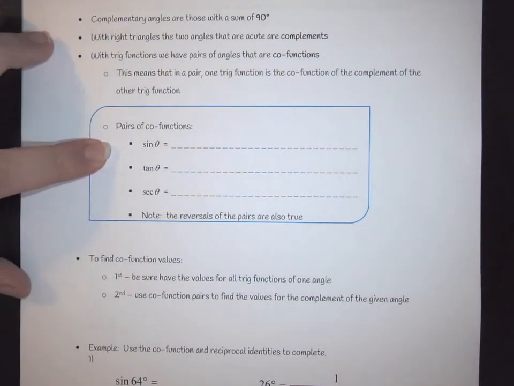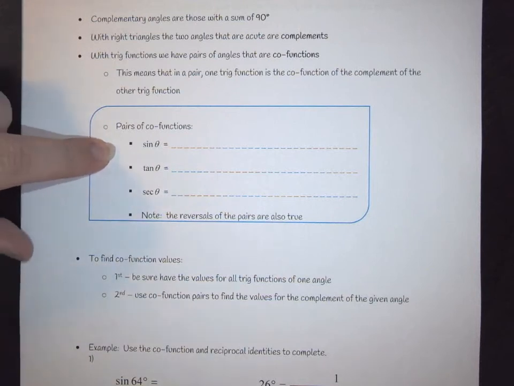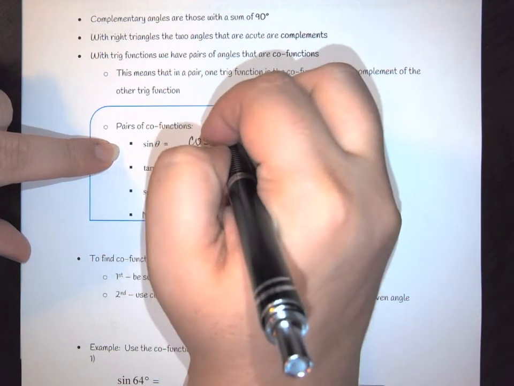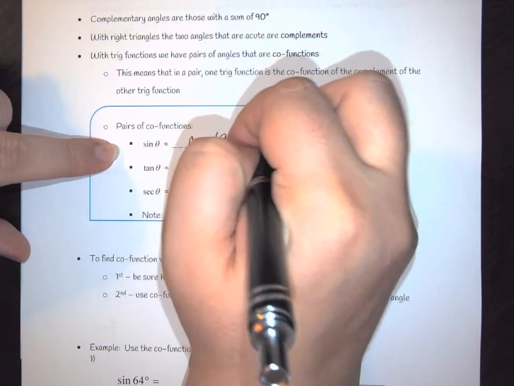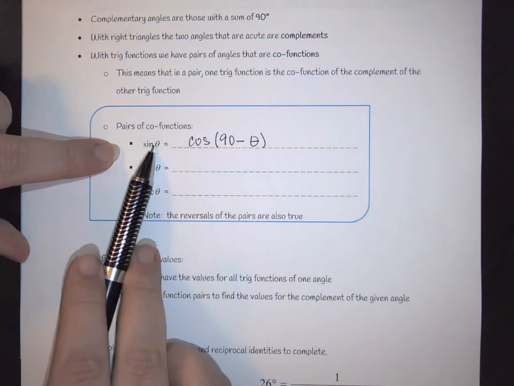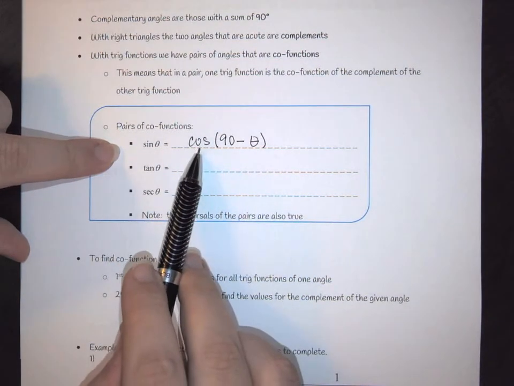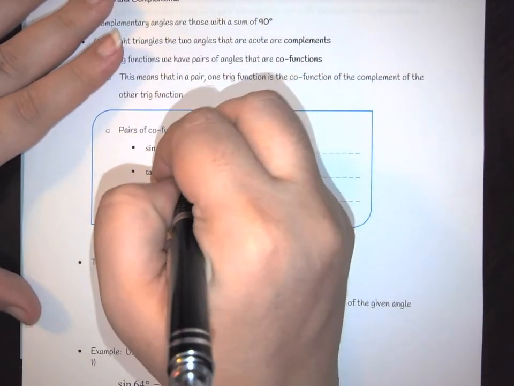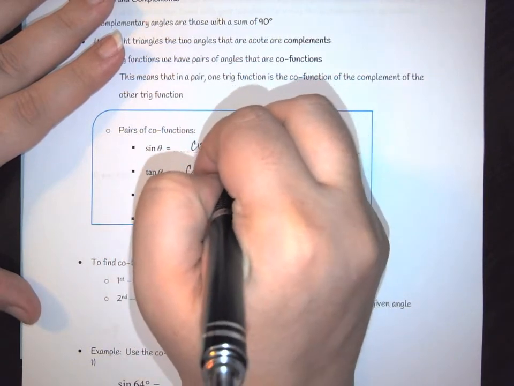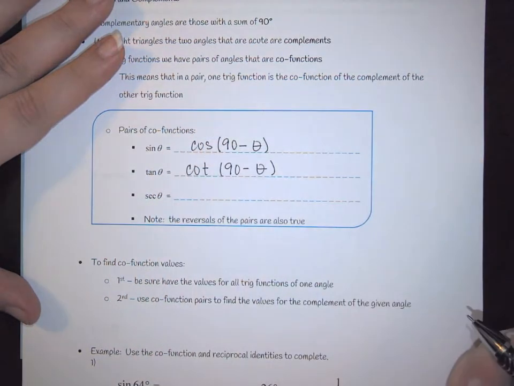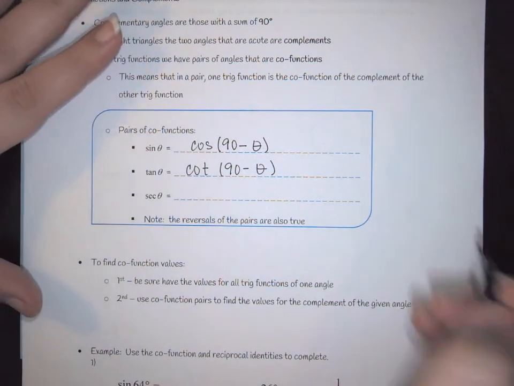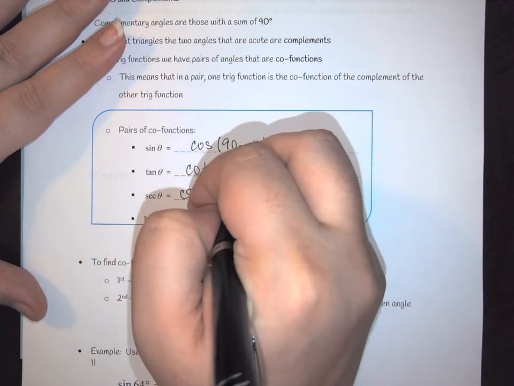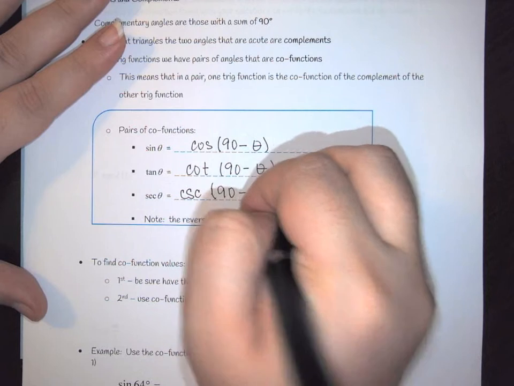For example, when we talk about sine, its cofunction is going to be the cosine, but it's of 90 minus whatever your angle was. So the sine of your angle has a cofunction that would be cosine of 90 minus that angle. Your tangent has a cofunction of the cotangent, and again at 90 minus the angle. And last we have secant. Secant has a cofunction in cosecant, where again we are at 90 minus the angle.